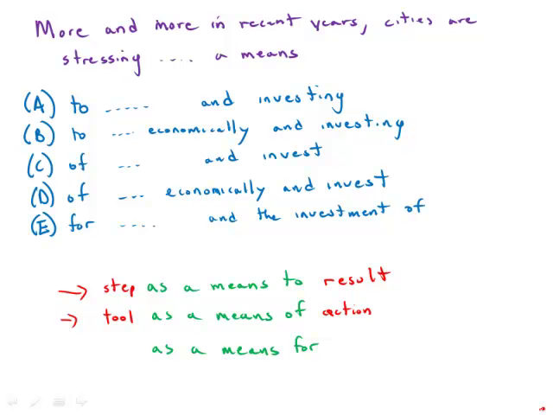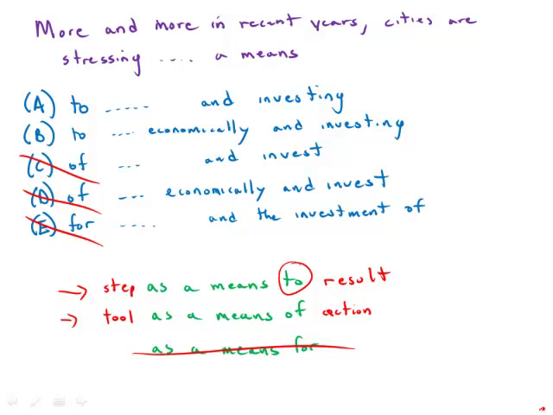Here, if I said stressing the arts as a means of greater economic development, it would imply that the arts themselves are a kind of economic development. And that's not exactly what we want to imply here. In fact, the arts is some sort of step, and by taking this step, the cities are hoping to achieve a very different result. That different result is economic development. So in this context, means to is correct. And incidentally, means for is wrong 100% of the time. So right away, C, D, and E are all incorrect.